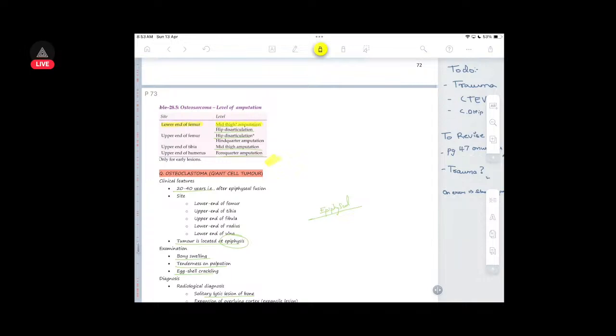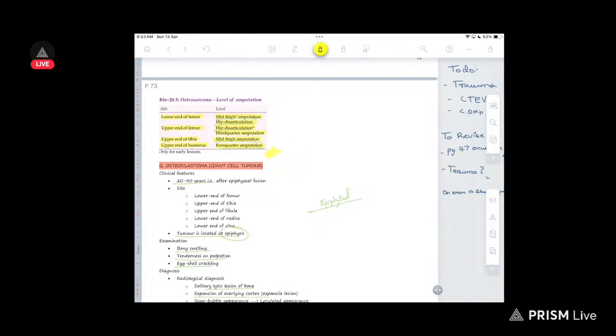So for osteosarcoma, what you have to do surgery wise: for the lower end of the femur, you do mid thigh amputation and hip disarticulation. Upper end of the femur, you do hip disarticulation and hind quarter amputation. Upper end of tibia, you have mid thigh amputation. Upper end of humerus, you have fore quarter amputation.